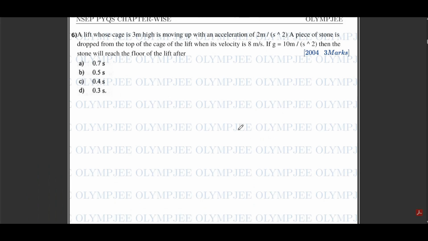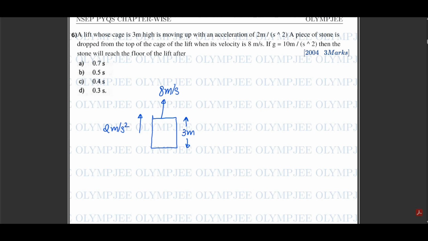The next question is, a lift whose cage is 3 meters high is moving up with an acceleration of 2 meters per second squared, when a piece of stone is dropped from the top of the cage when its velocity is 8 meters per second. Then the stone will reach the floor of the lift after. So there is a lift whose cage is 3 meters high and it is moving up with an acceleration of 2 meters per second squared. And a piece of stone is dropped when the cage of the lift has velocity 8 meters per second.